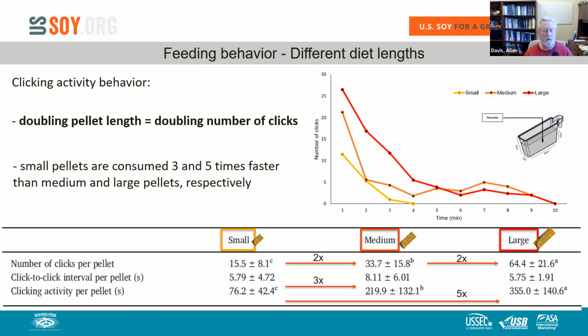If you look at the number of clicks, for example, as we increased the length by approximately twice, we got about twice the number of clicks. So the number of clicks is correlated to the length of that pellet. But what we thought was very interesting is that the smaller pellets they consumed much quicker and came down to satiation as opposed to the larger pellets. And so there may be some advantages to having shorter or longer pellets.